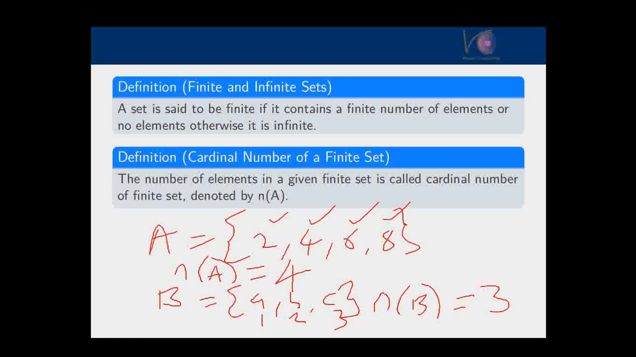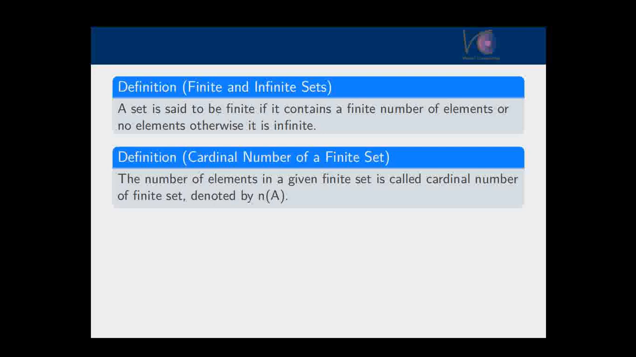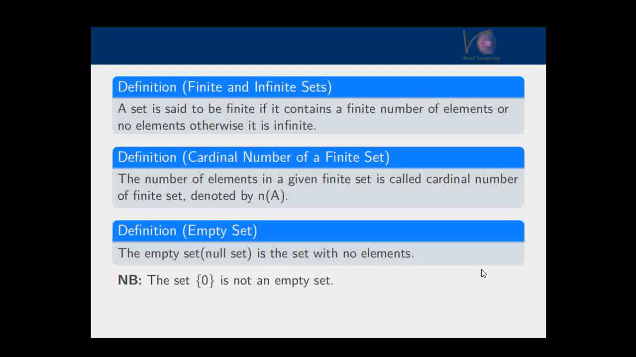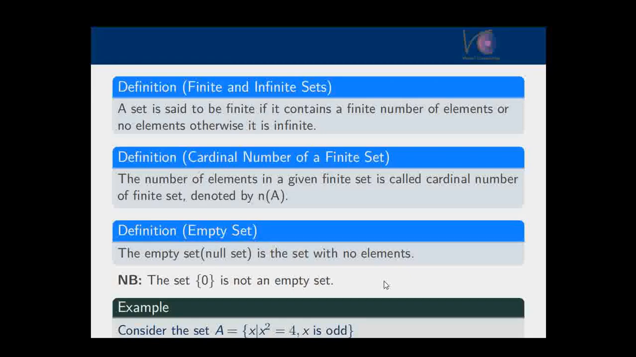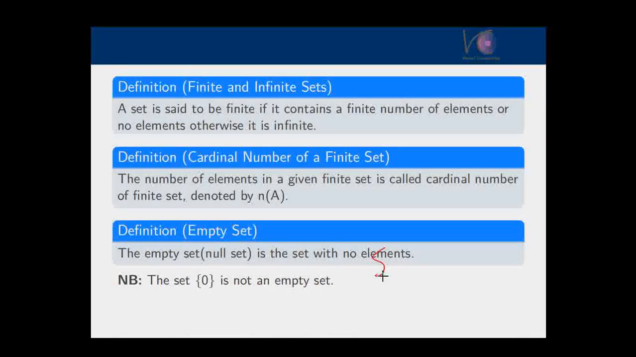Okay, so now we can keep on moving. We also mentioned that a set with no element in it is finite, and this type of set is called an empty set or a null set. The other term you can come across is the void set. This set is denoted by the empty curly brackets, or the symbol phi can be used to denote the empty set.